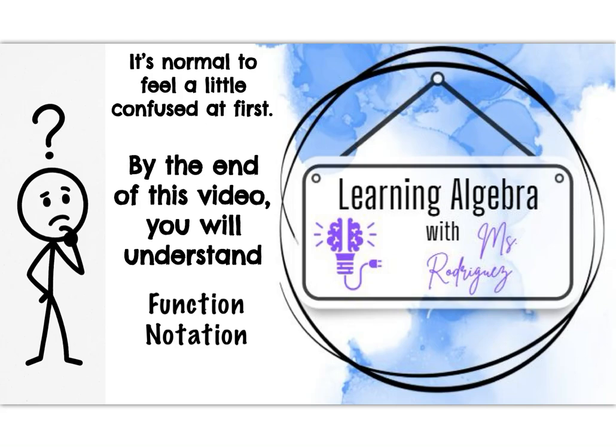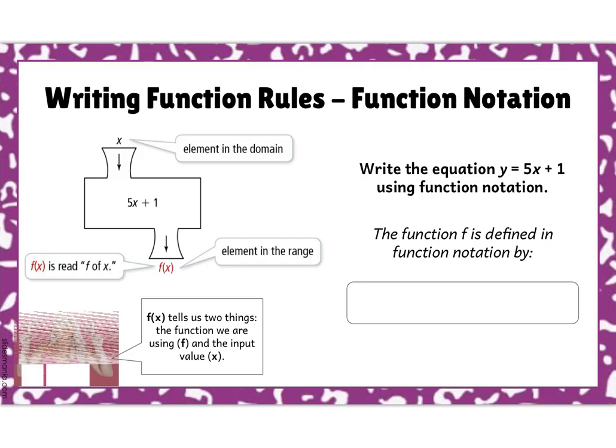By the end of this video, you will understand function notation. So we want to write function rules using function notation. Whenever we have a function, we can write a specific way to represent our input and our output. For example, our input is our variable, our x, where we have some rule, and when we apply that rule to the function, we get an output, usually a number.